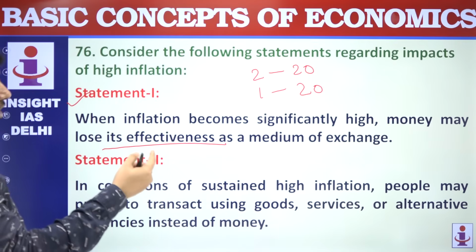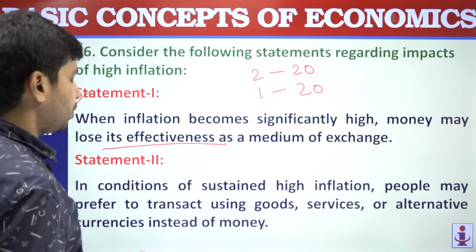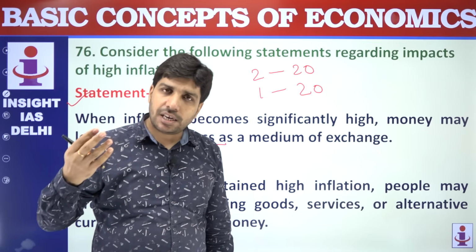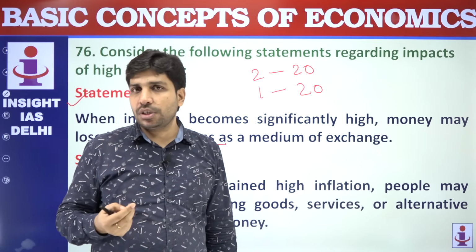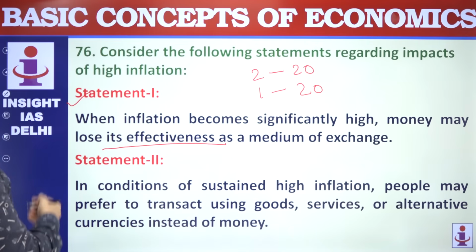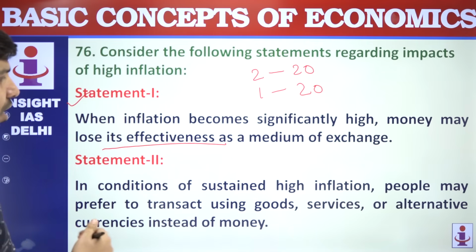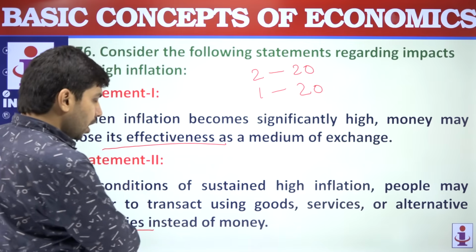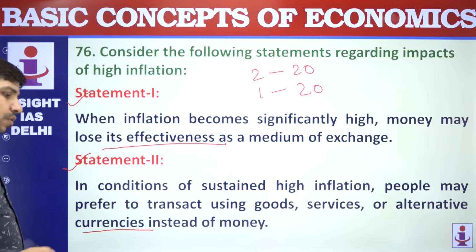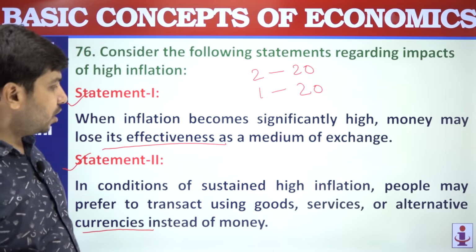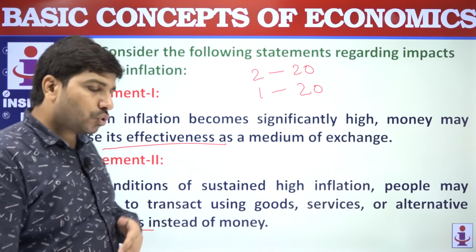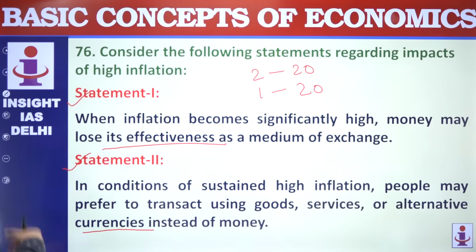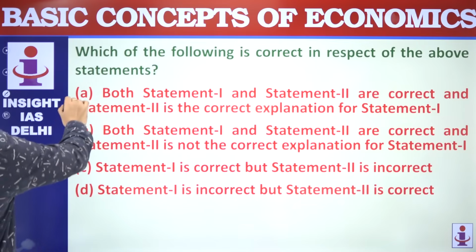So when inflation becomes high, money may lose its effectiveness as a medium of exchange. Yes, it happened several times in several other countries that inflation became so high that people stopped using their own currency as a medium of exchange. So this statement is correct. In conditions of sustained high inflation, people may prefer to transact using goods, services, or alternative currencies. This happened in the case of Zimbabwe. Zimbabwe, as an African country, because of high inflation, its own currency lost value so much that people started transacting in the American dollar. So option A will be the correct answer.